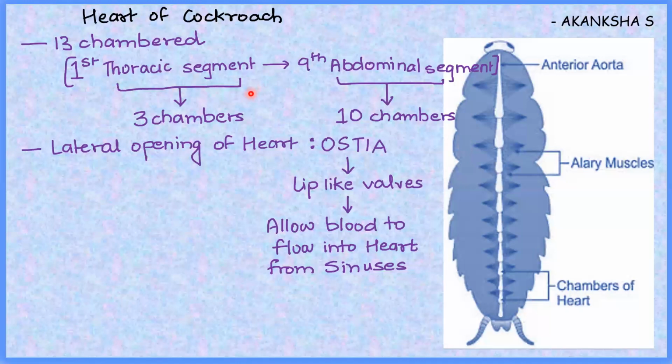In the thoracic region itself, there are 3 chambers of heart, whereas in the abdominal region, there are 10 chambers of heart. So 3 chambers in the thoracic part, 10 chambers in the abdominal part. Together they constitute the 13 chambered heart. On the sides of this heart, there are going to be small openings. We'll be seeing them in the next slide. These openings are called ostia, or ostium. Ostia are lip-like walls, and they allow the blood to flow into the heart from sinuses. For this, we'll have to refer to the other slide.